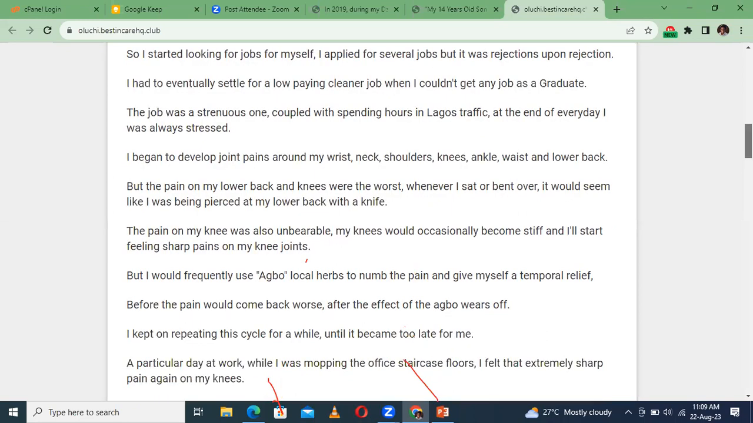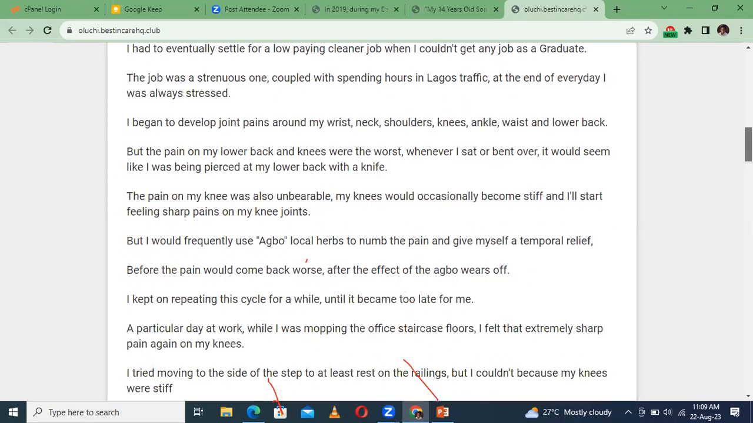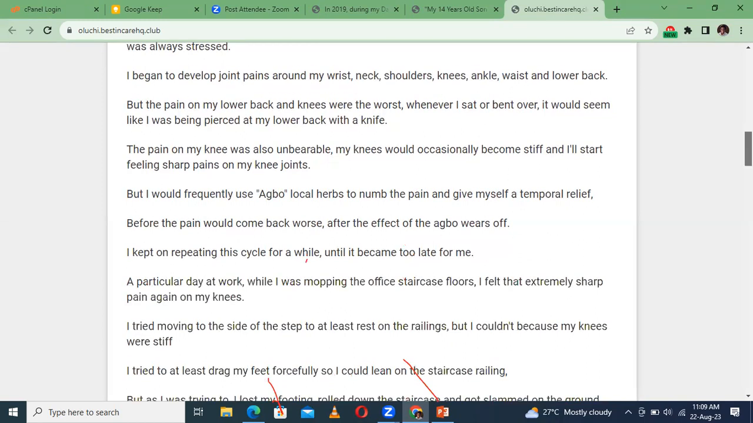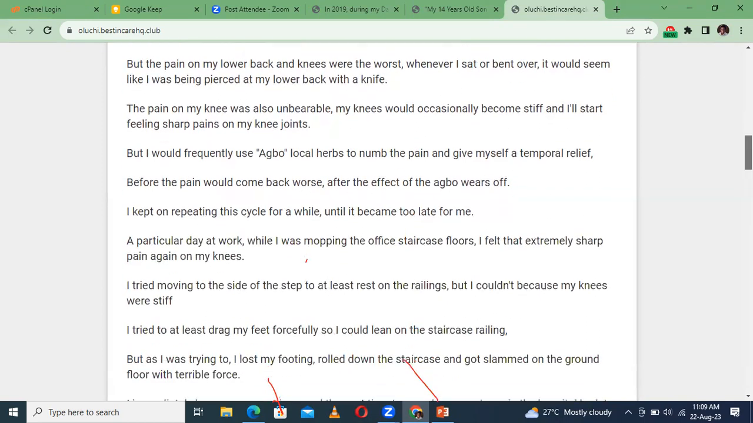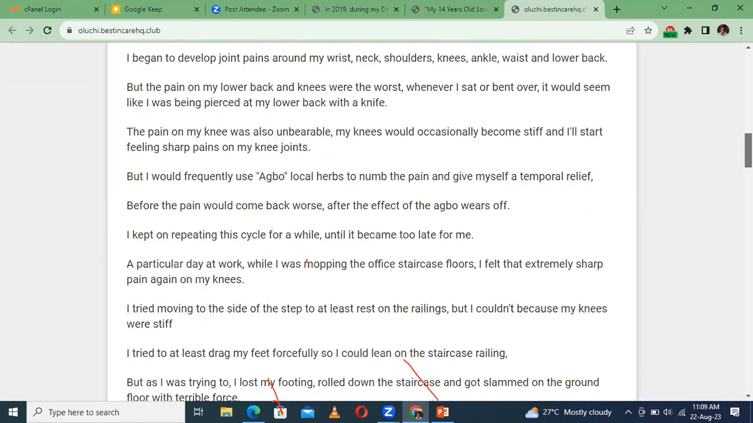But the pain in my lower back and knees was the worst. Whenever I sat or bent over, it would seem like I was being pierced in my lower back with a knife. The pain in my knee was also unbearable. My knees would occasionally become stiff, and I would start feeling sharp pains in my knee joints. But I would frequently use agbo, local herbs, to numb the pain and give myself temporary relief.